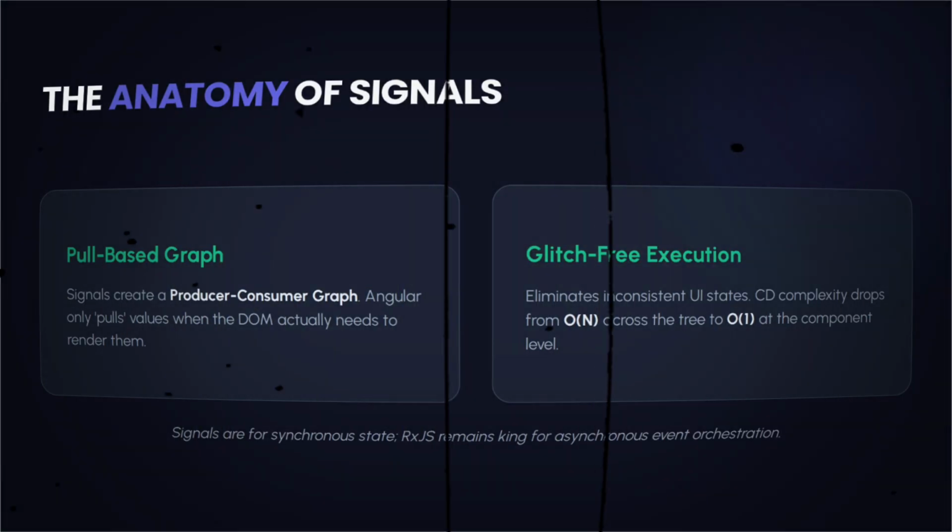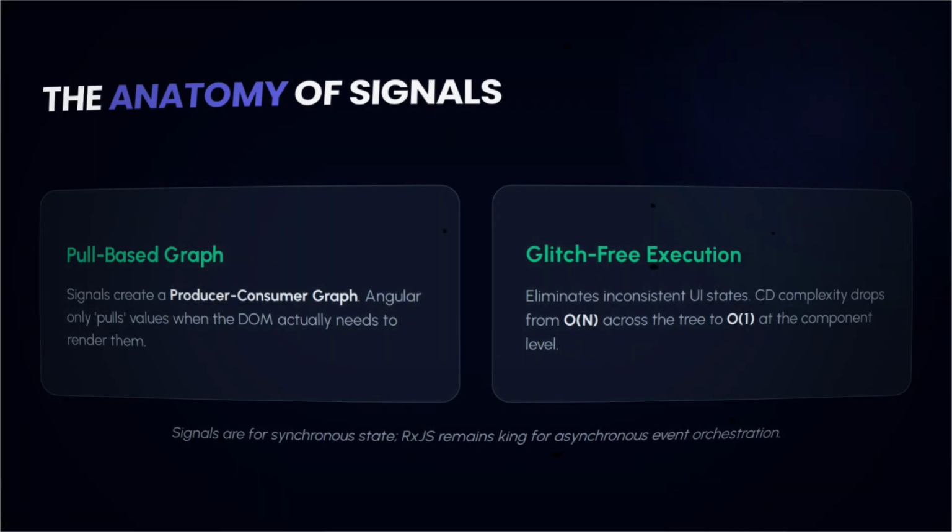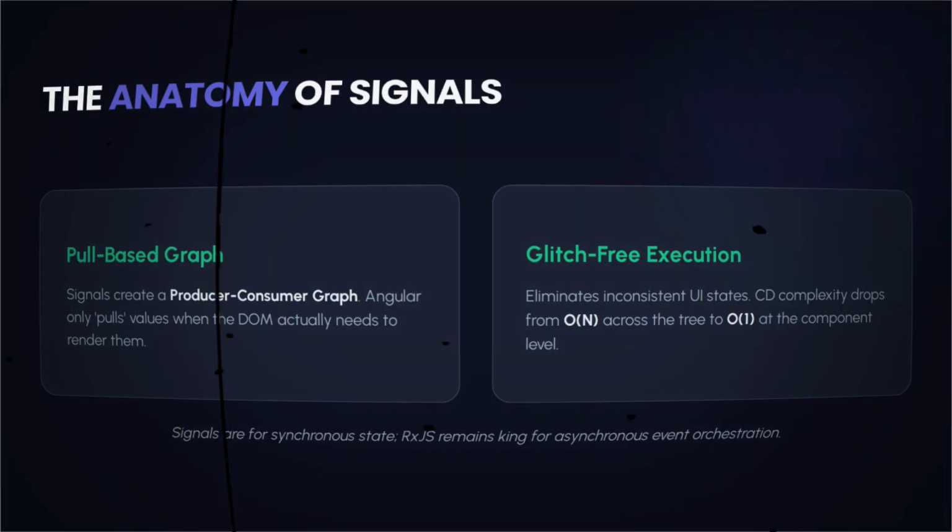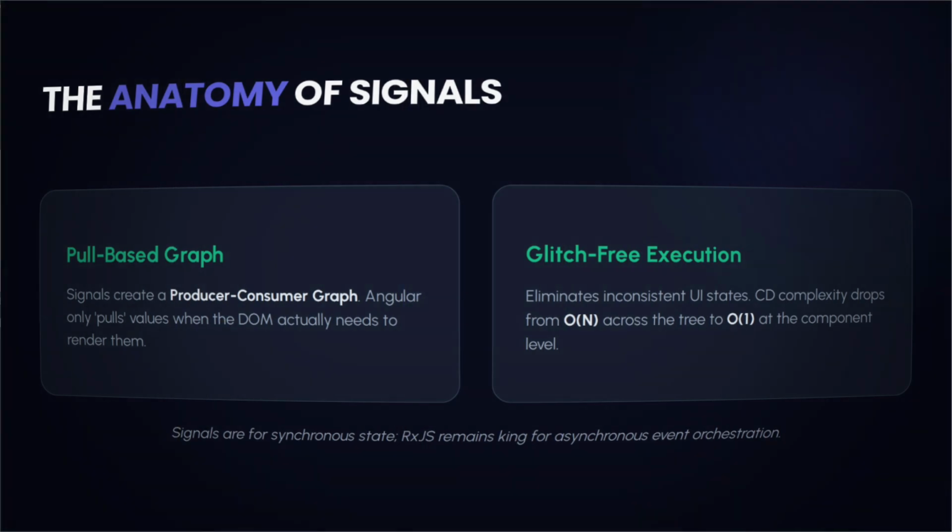When a signal changes, it doesn't immediately update the DOM. Instead, it marks its consumers as dirty. The actual update only happens when Angular's change detection cycle pulls the latest value. This is the key to glitch-free execution.